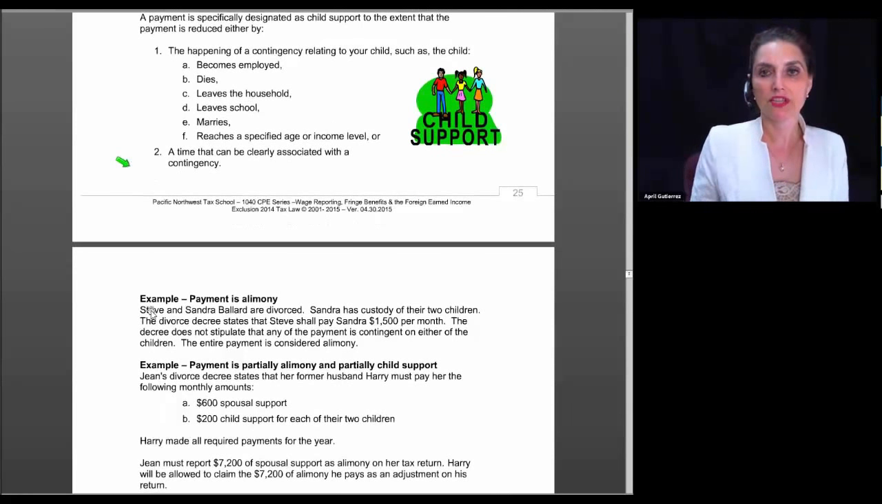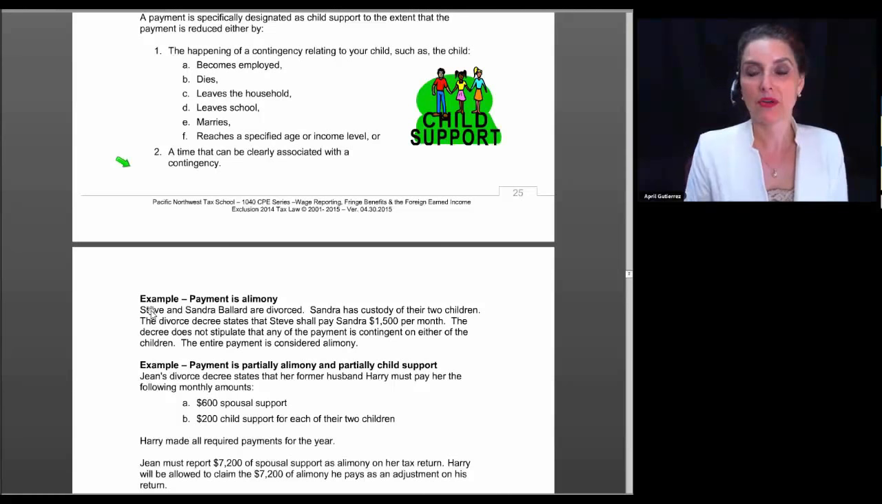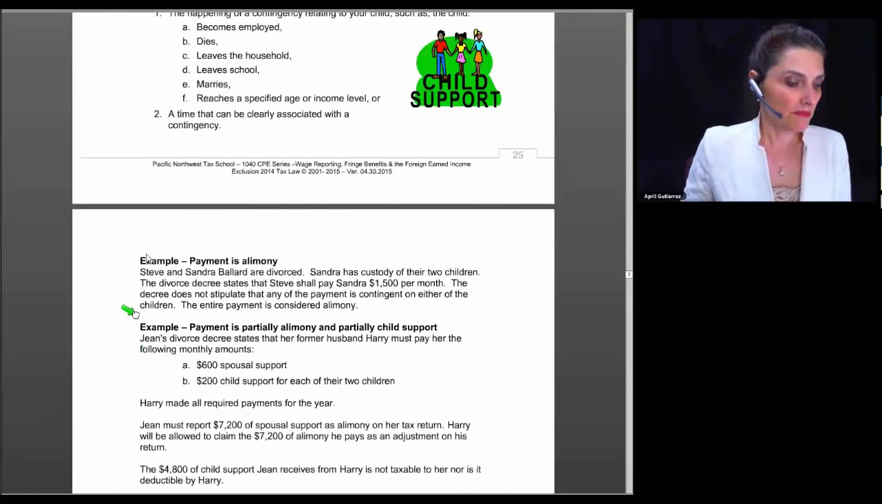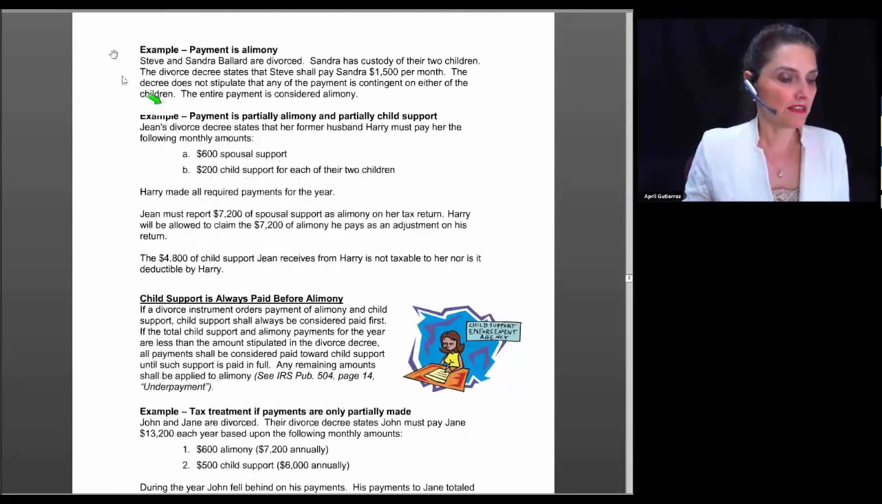So, for example, if the child is going to turn 18 on June 30th, 2014, and the alimony miraculously stops on that child's 18th birthday, then you can associate that as a contingency relating to the child because it coincides with that child's birthday. But if the alimony ends on December 31st, 2014, and it doesn't really tie into the age of the child in any way, then it would be safe to say that it probably would not be child support. But let's look at an example where we have a payment that is alimony.